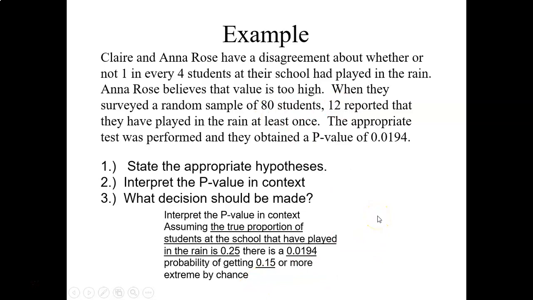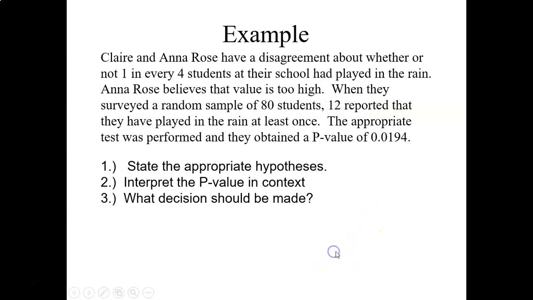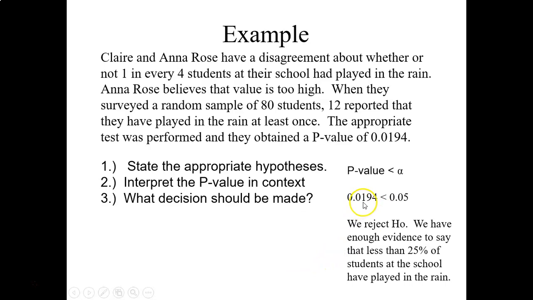And finally, what decision should be made? Well, P is 0.0194, and they don't give us an alpha, so we're going to use 0.05. We're going to reject H0. We have enough evidence to say that less than 25% of students at this school have played in the rain. So that gives you the overview of what we're looking at.